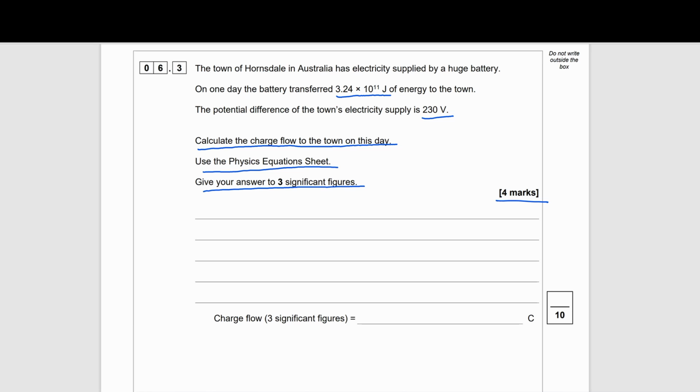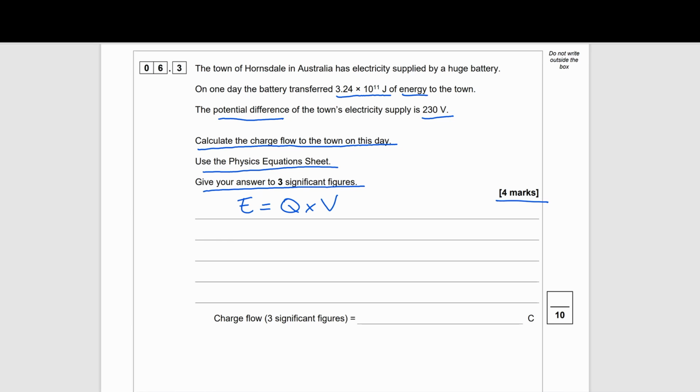Okay, so they've given us a hint already in this question that our value's going to be pretty large. The other way that they've given us a hint is by our actual value of energy being in standard form. So we know that we're going to get a value which we need to make sure is at 3 significant figures. So, using the physics equation sheet, what equation can we use which links energy, potential difference, and charge now? So, here is our equation that links them. Energy transferred is equal to charge multiplied by potential difference.